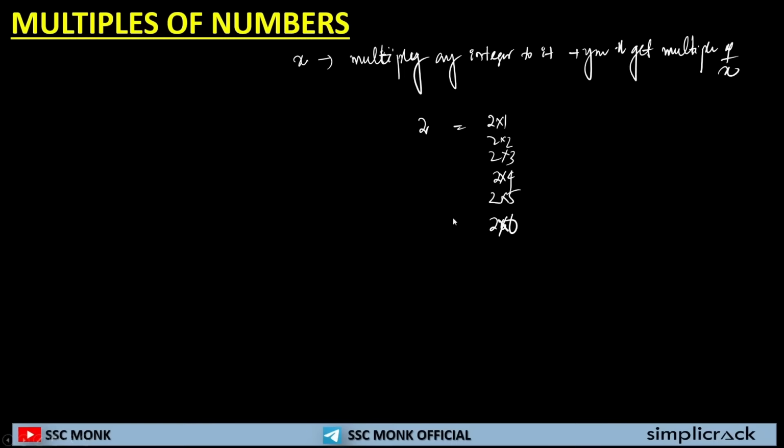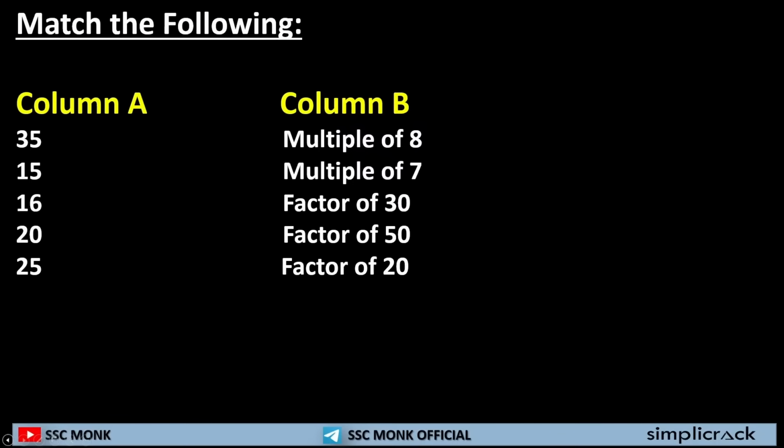Now let's try a brain teaser. Let's match the following. 35 is a multiple of 8? No. 35 is a multiple of 7? Yes, 7 fives are 35. So these two are matching.